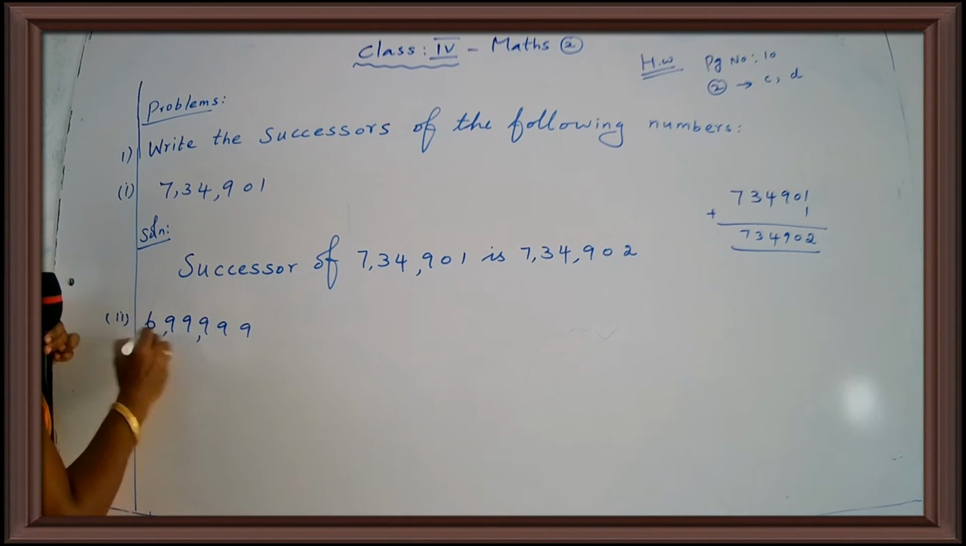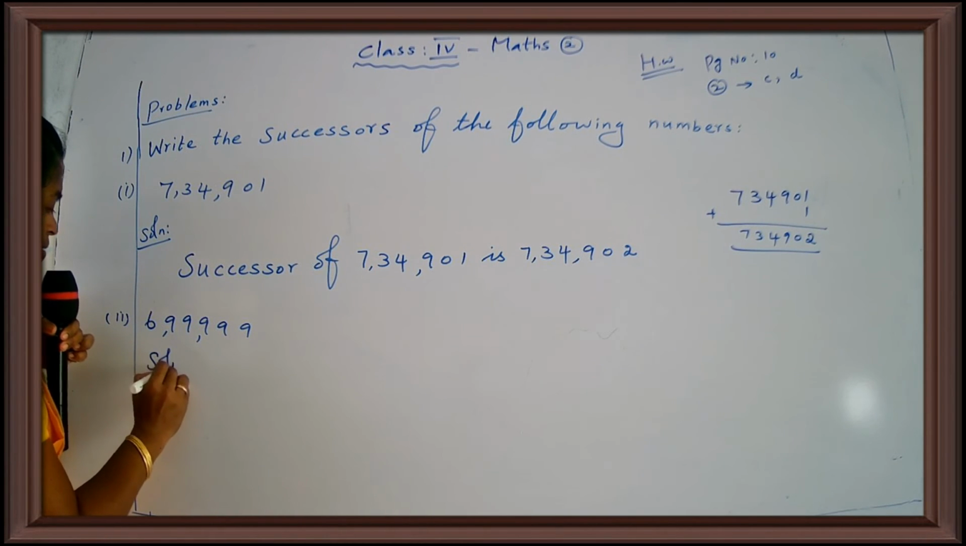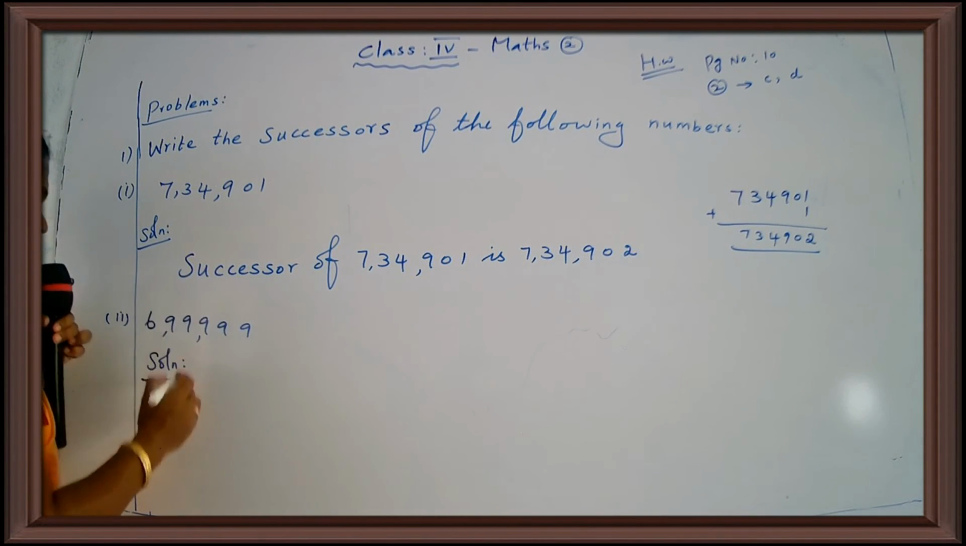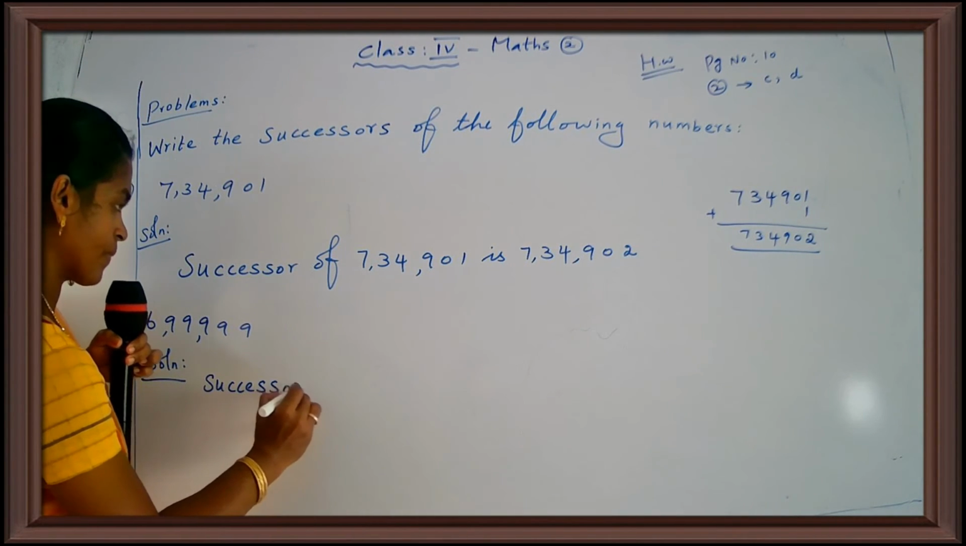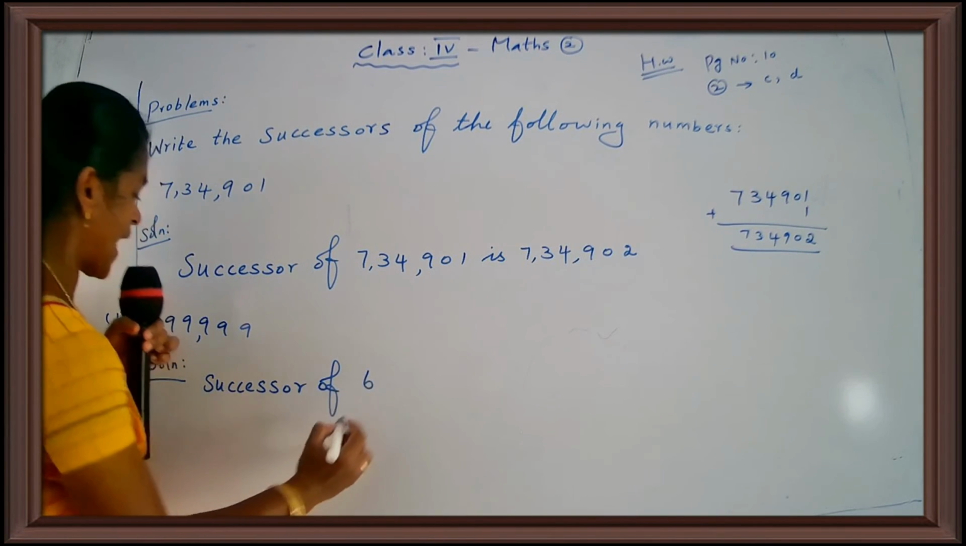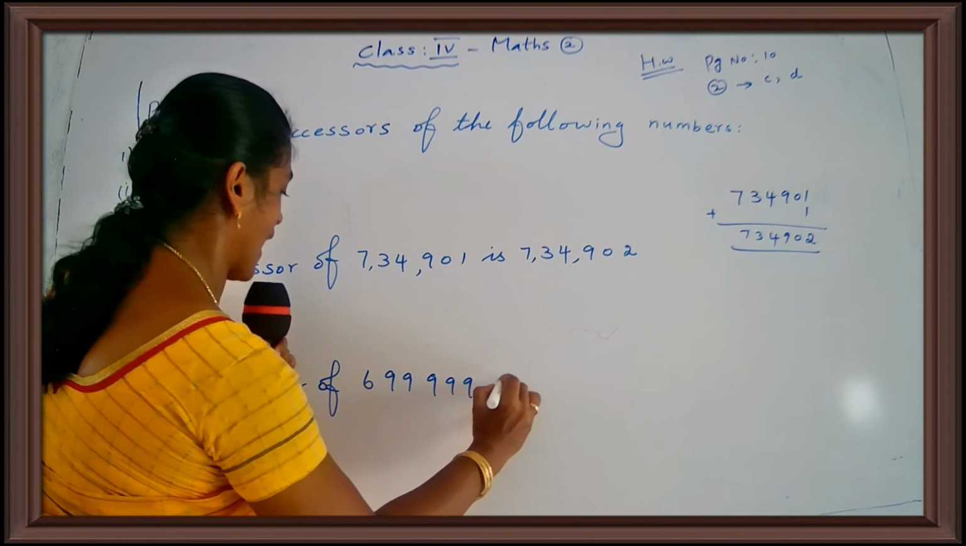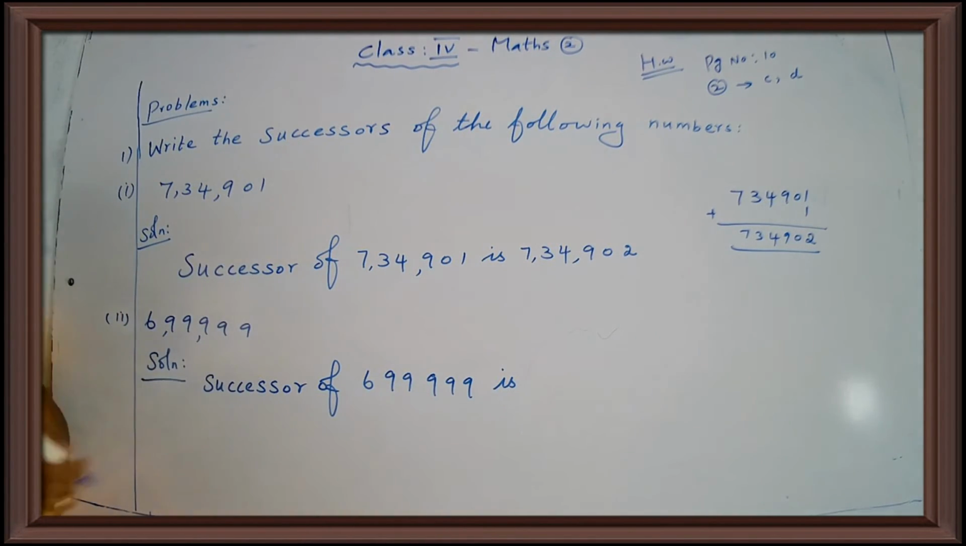Write the answer. Successor of 6,99,999. The successor of 6,99,999 is the next number. Which number will come? What do we do? Adding 1 to the given number.